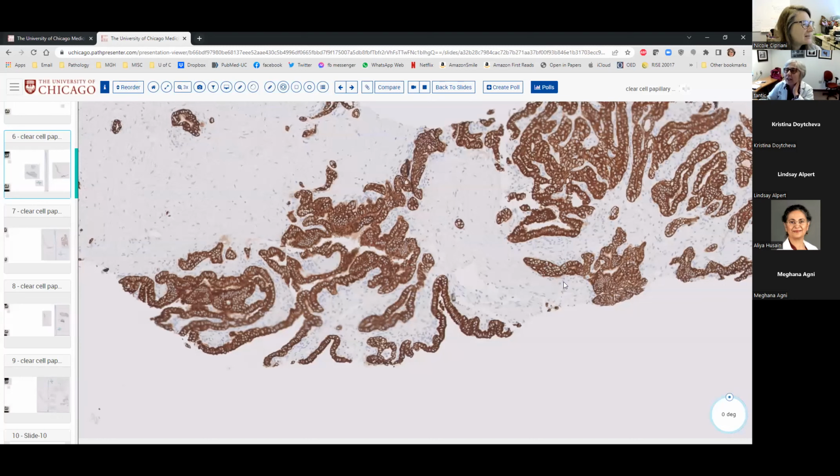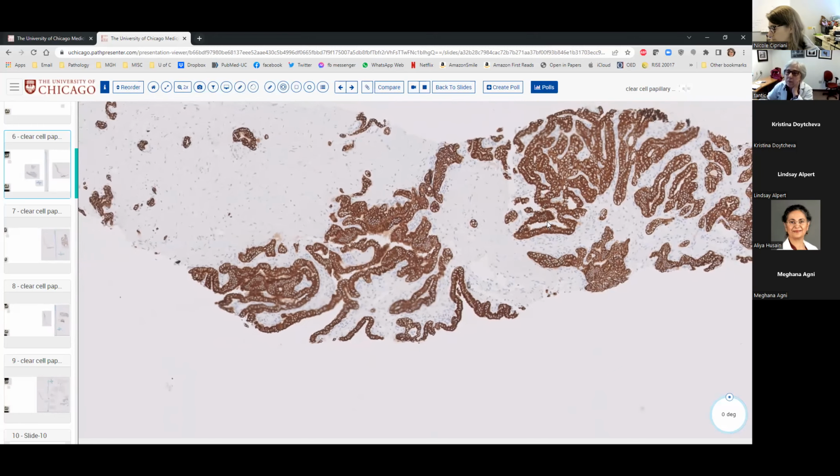Yeah. It's strongly and diffusely positive. This would be very, very unusual for clear cell and translocation RCC. Therefore, we are already less likely to think about these two entities. Therefore, we are thinking more about papillary RCC type 1 because it's low grade and so on and so on. And of course, clear cell papillary, which is diffusely positive for CK7.